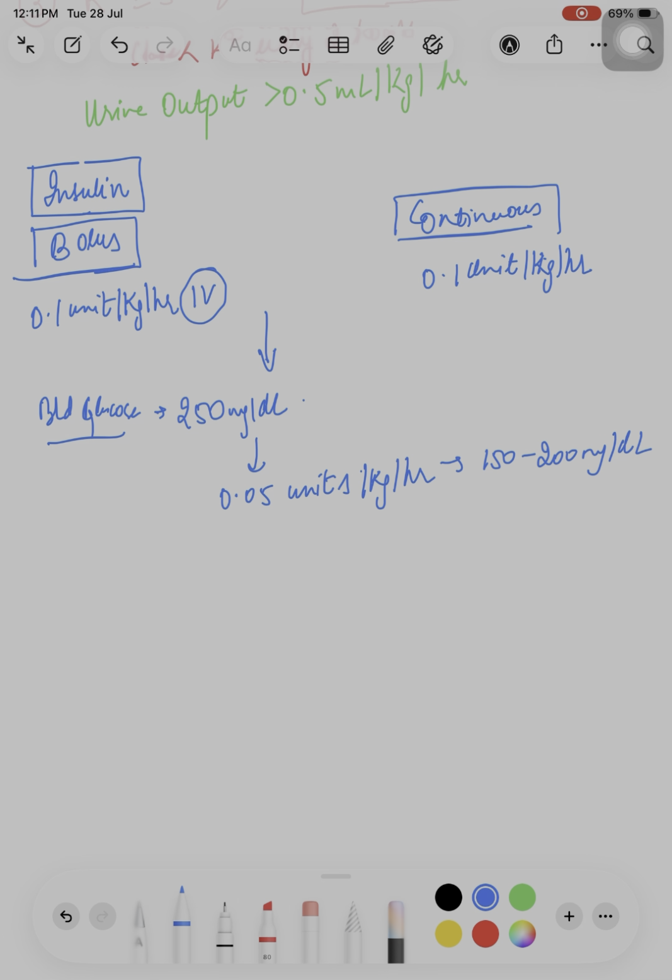Then you will begin the subcutaneous insulin when diabetic ketoacidosis is resolved. That is, pH is 7.3 and the patient is taking oral fluids, but continue the IV infusion for a few hours after starting the subcutaneous insulin, right?